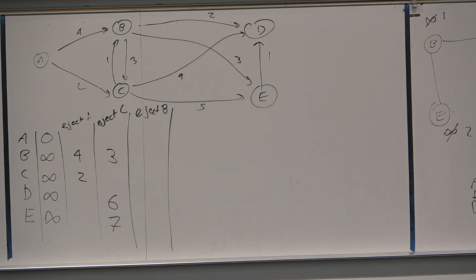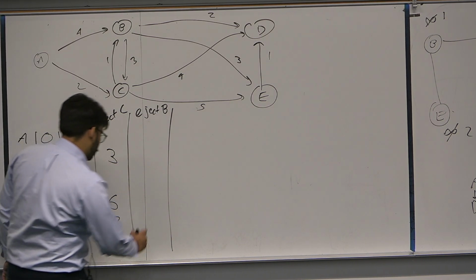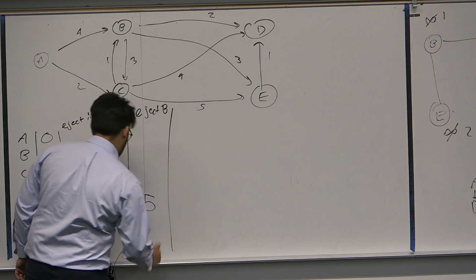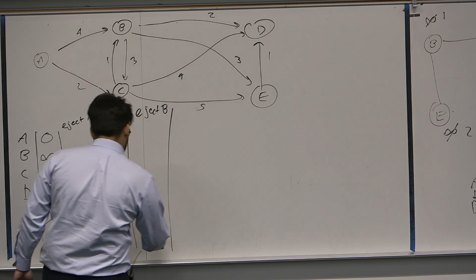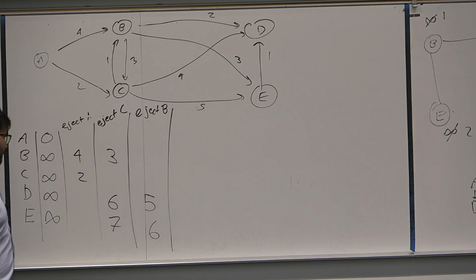Okay. There's an outgoing edge from B to D of 2. The current shortest path to B is 3. 3 plus 2 is 5, and 5 is less than 6. So we would update that. Okay. Then B has an edge of weight 3 from B to E. The shortest path to B currently is 3. 3 plus 3 is 6, which is less than the current shortest path of 7. So this will be 6. And then what happens?